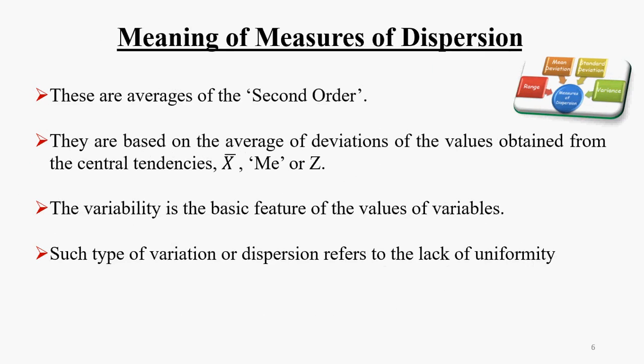So it is the average of second order and average of deviation. Values are based from central tendency like mean, median or Z values. The variability is the basic feature. Such type of variation or dispersion refers to lack of uniformity. So this is with regards to measures of dispersion. I hope this part is clear for everyone to understand.